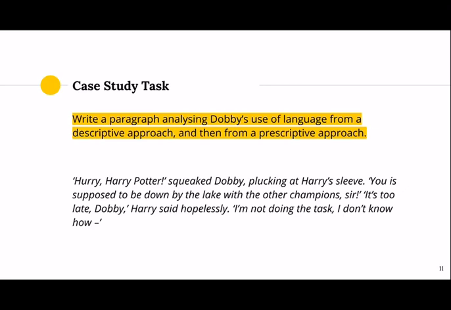So to do that, I want you to have a go at this task. You need to read this use of language from Dobby from Harry Potter. I want you to write a paragraph analysing his use of language from a descriptive approach and then from a prescriptive approach. And then I want you to come back.